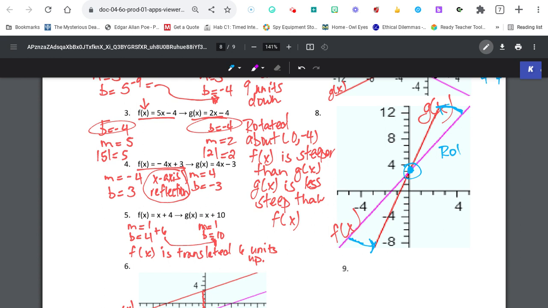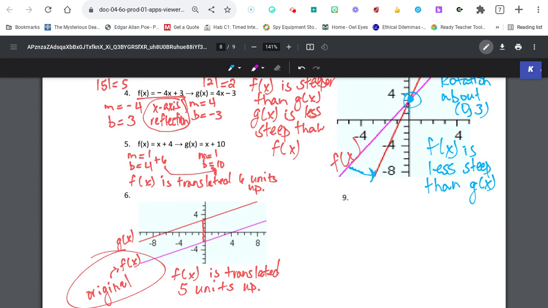So this is what I call a rotation about, let's see, 1, 2, 3, 0, 3. And I'm looking at f of x as the original line. f of x is less steep than g of x. Now, I don't know what happened in 9, so we won't worry about it.